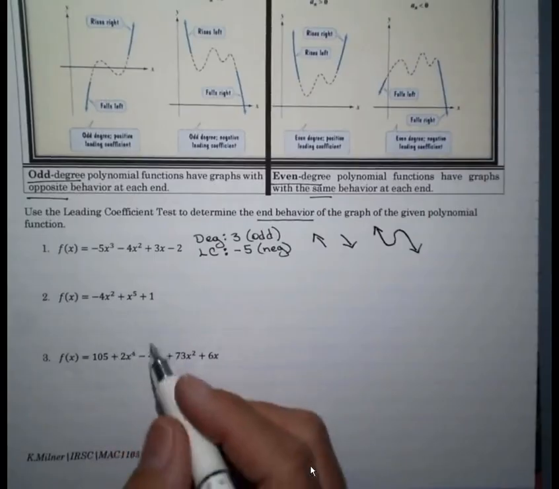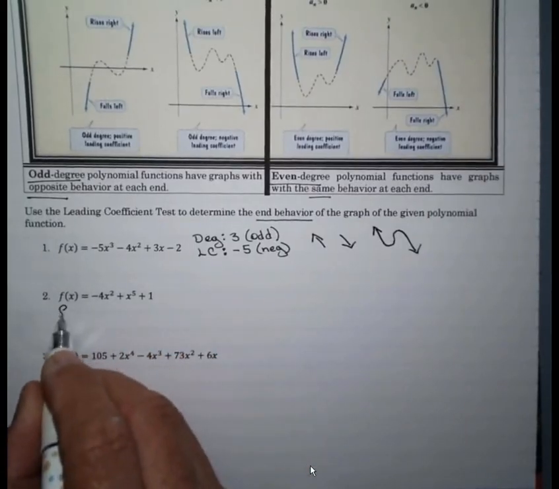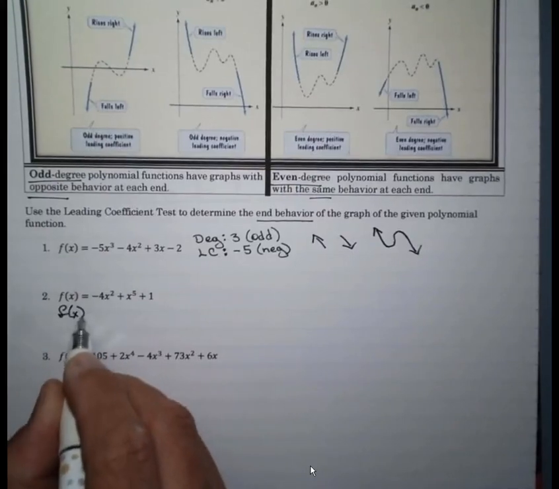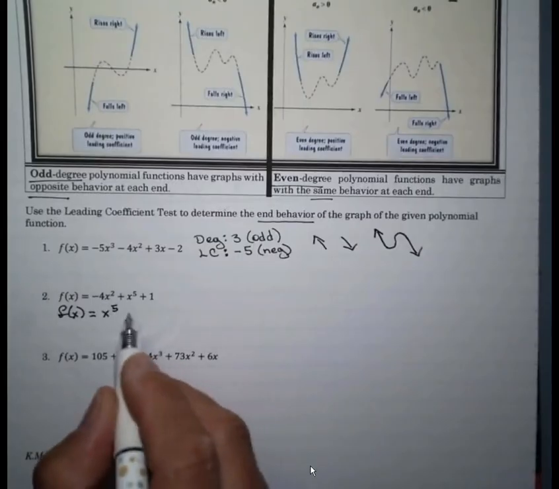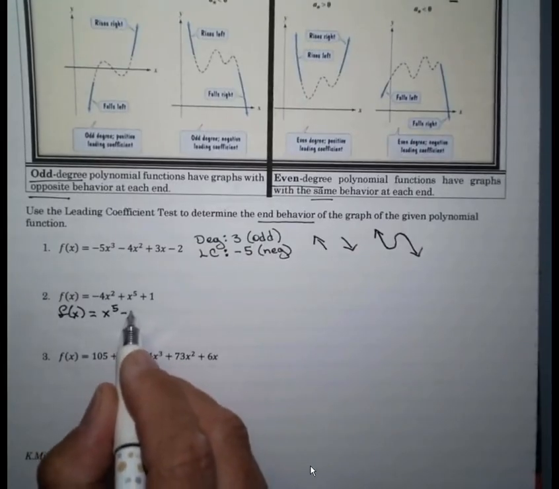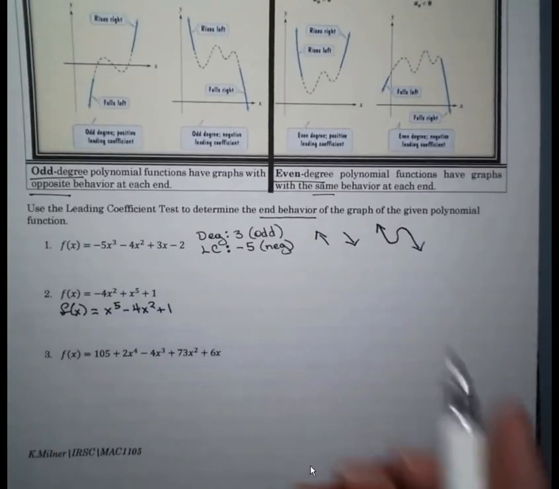Let's take a look at number 2, which we have to rewrite, don't we? We can't use it in this format. We've got to say f of x is equal to, let's write these in descending order. We start with the biggest exponent, and the next one we have is -4x squared, and the final one is +1. We don't need the missing exponents to be listed for us. That's all we really need for this.